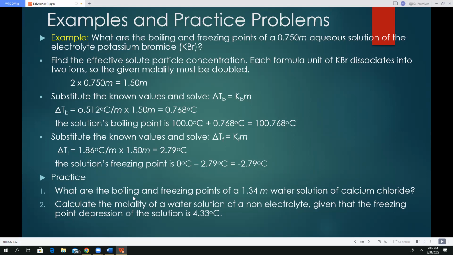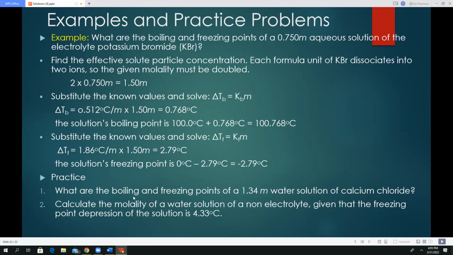So that means the molality would triple, because you would have 1 molal of calcium, but 2 molal of chloride ions. And that makes it 3 total. So when you do that, you have to think about how many ions it's going to make. So you would have 1.34 molal times 3, which is going to give you 4.02 molal. Okay.